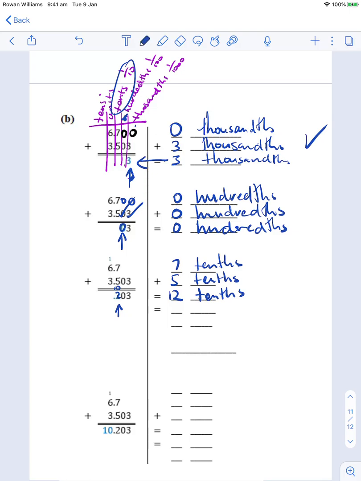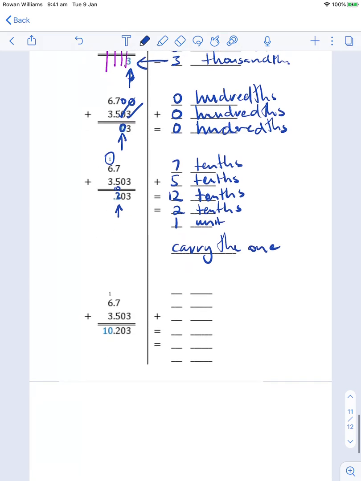So to write that out, I'll break it into 2 parts. 10 tenths. Oops, sorry. They've just gone straight to breaking it down in this one. So I will have 2 tenths and 1 unit. So it shifts across into that column to the left, and that's what's happened up here. So I've put the 1 down there. That means it's now in the units column. And then I just say carry the 1. Cool. That column's done.